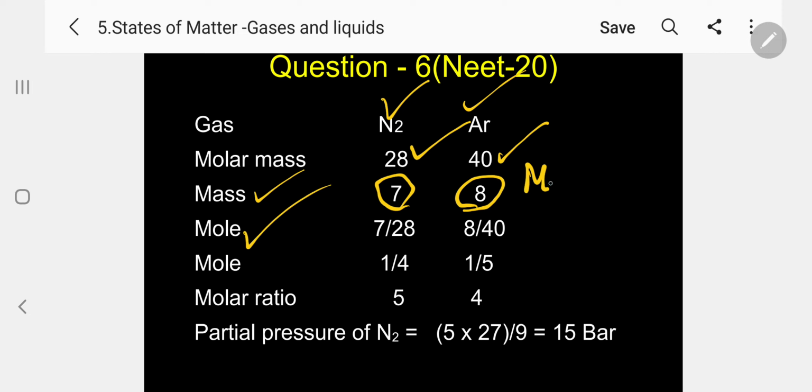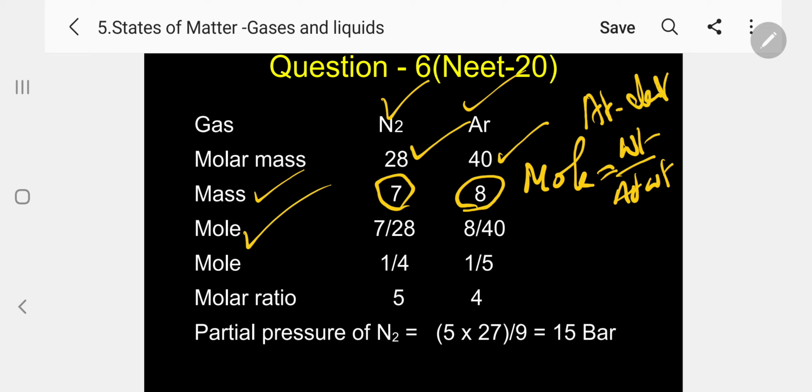What is mole? Please follow. Mole equals weight divided by atomic weight in the case of an atomic element, argon. If it is a molecular element like N2, mole equals weight divided by molecular weight. This you must have in mind. This is the trick. So the general term for this is molar mass. When you say molar mass, it may be atomic mass or molecular mass.